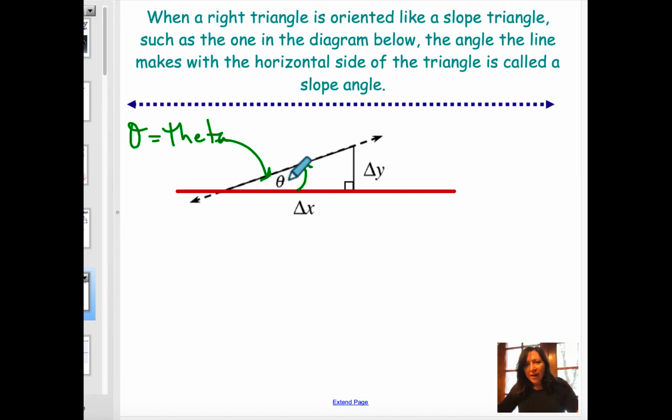The way you find that is given two values. It's a ratio, and it's given by the rise over the run. You see the rise? This is my rise, which is delta y. So delta y over delta x, and this is my rise over my run, okay?